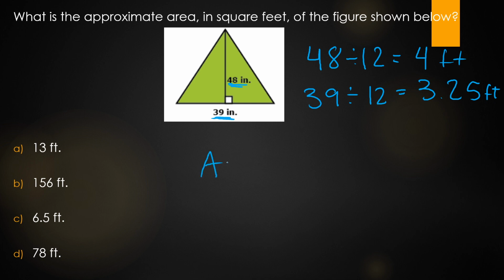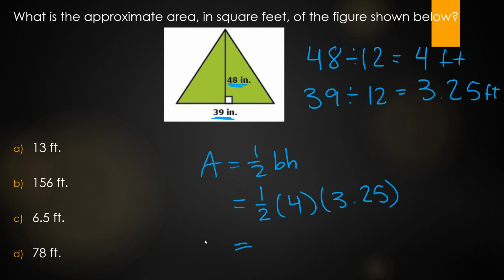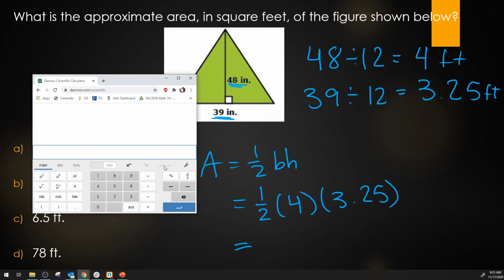So now I can plug them into my 1/2 base times height formula. So I have 1/2 times my base times height. And from here, all I need to do is type all three of those numbers back into my calculator. So 1/2, and I'm going to multiply that by 4 times 3.25, and I get 6.5.